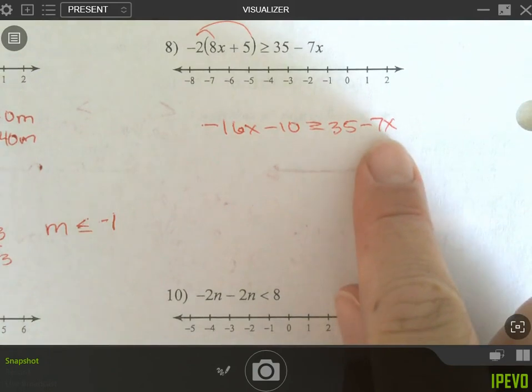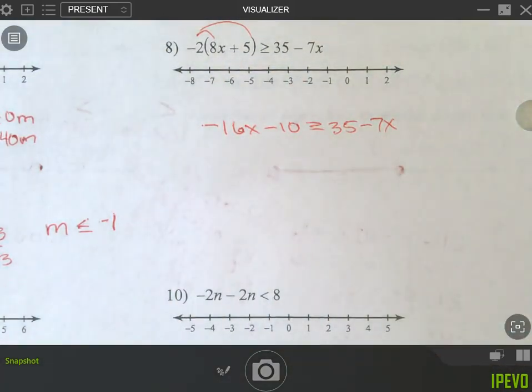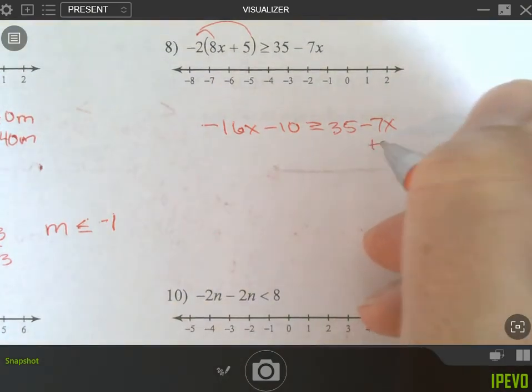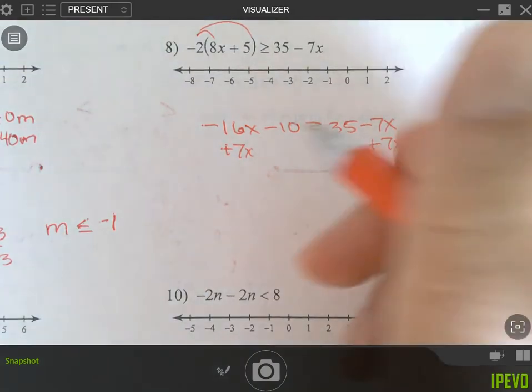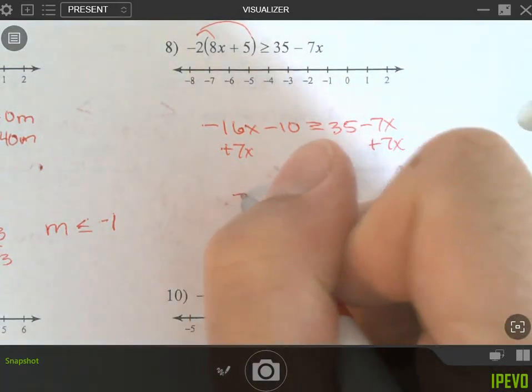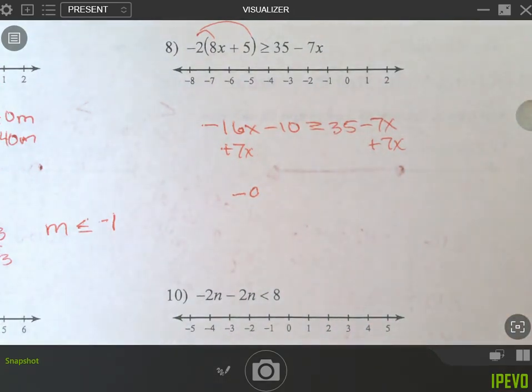Okay, do you guys want me to move the negative 7x to the left or the negative 16x to the right? What did you do? You move the 7 over? Okay, now some people might not like that because then they have a negative x, but that's okay. So I end up with what? Negative 16x. But I added 7, so what is that cleaned up to be?